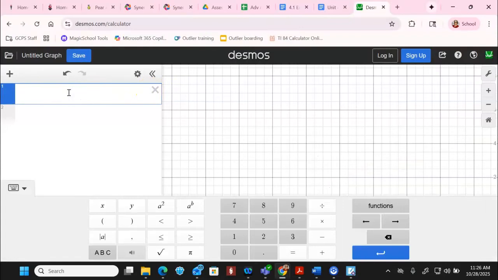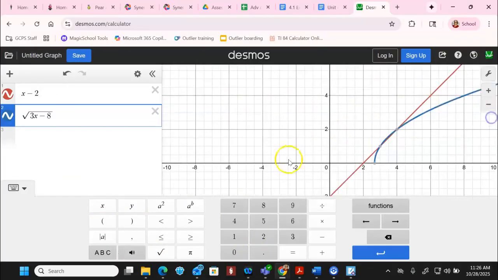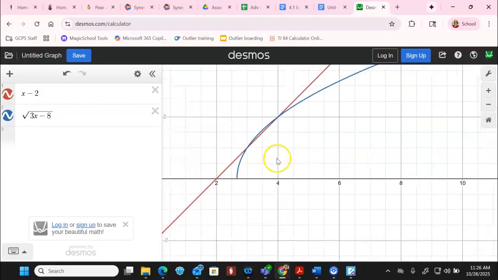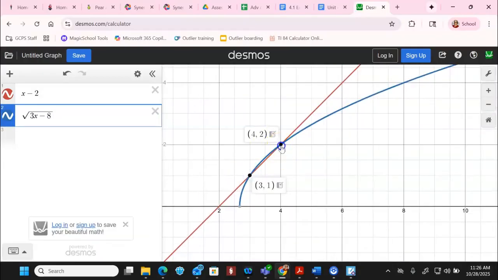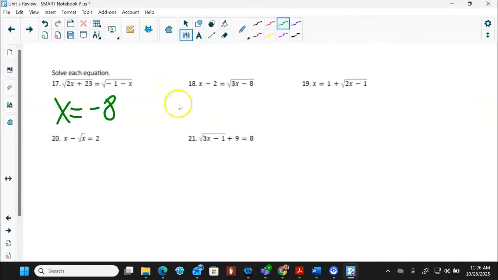All right, we're going to put x minus 2 on one line, and we're going to put square root of 3x minus 8 on the other line. And once again, we're going to press home, and we're going to look for it. Now, this one crosses twice. I want to recognize that both answers are correct. Okay, you can have 2 answers or 1 answer or no answer. So 4 and 3 are both your solutions. So 3 and 4 are both solutions that work, okay?